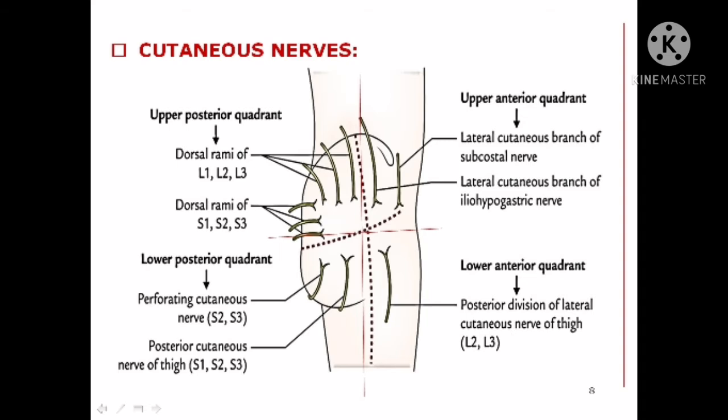The upper posterior quadrant is supplied by the dorsal or the posterior primary rami of lumbar 1, 2, and 3. The dorsal or posterior rami of S1, S2, S3 also supply this particular quadrant. The lower posterior quadrant is supplied by the perforating cutaneous nerve, which arises from segments S2 and S3, and by the posterior cutaneous nerve of the thigh, which arises from segments S1, S2, and S3.